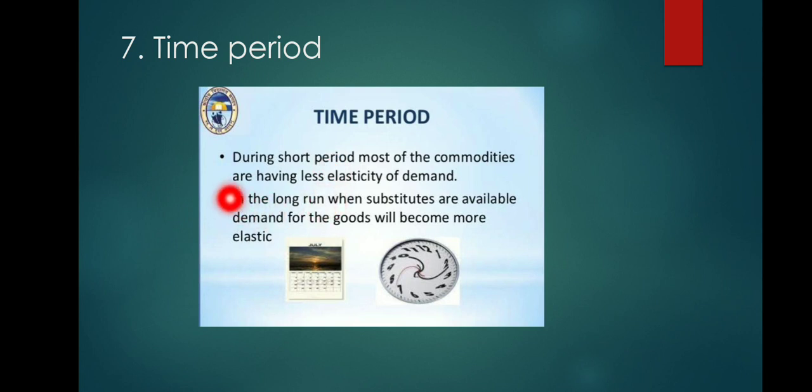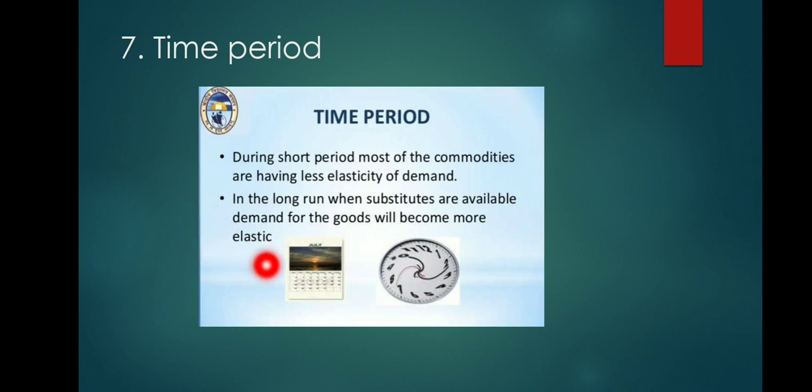Okay, next is time period. During a short period, most commodities have less elasticity of demand. Let's take an example. If you're going to a wedding and you have a short period of time to prepare, you need dresses. In that case you will do everything faster. It will be a very short period to buy things, so you will not find any substitute. So it will be very low elasticity of demand, because there will be less change in demand as it's a short period.